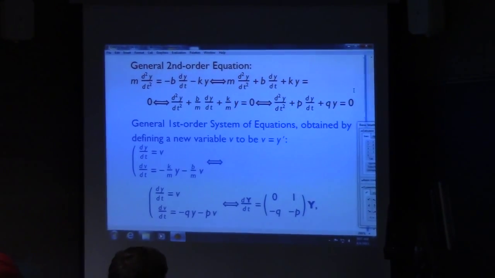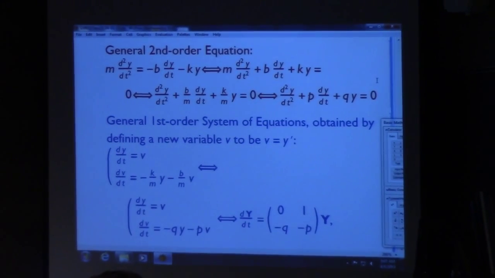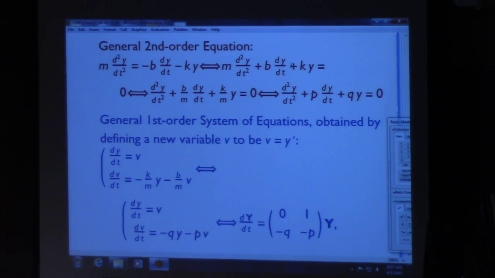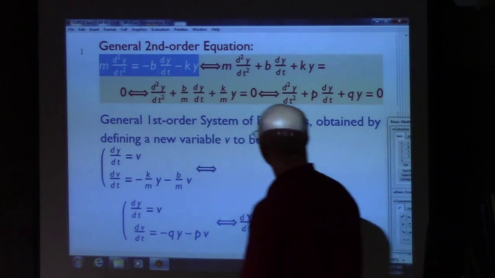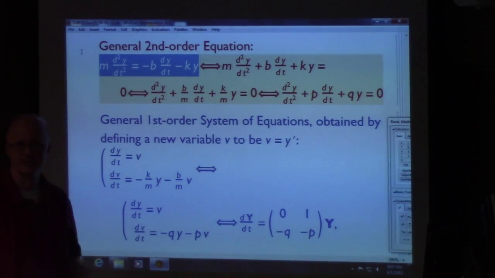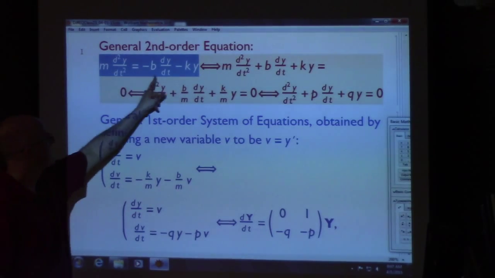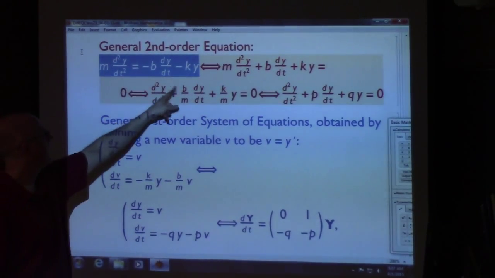You can think of it either way. You can think of it as a general second order equation or a first order system. Let's think about this using parameters, constants m, b, and k. So initially you think of it like this. When you think of it as that equation, you're really thinking of it in terms of Newton's second law. That's the force, that's the mass times the acceleration. F equals ma.